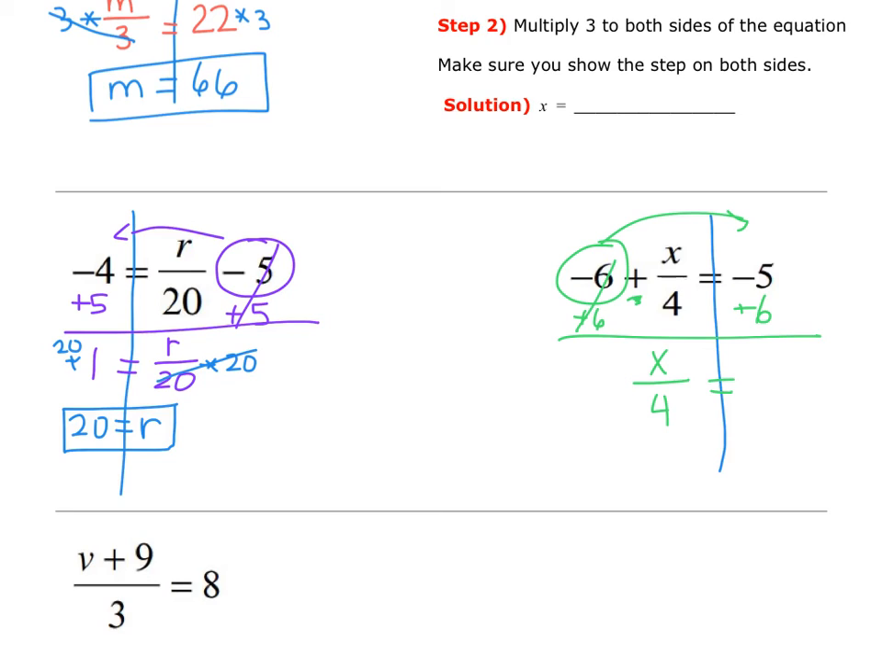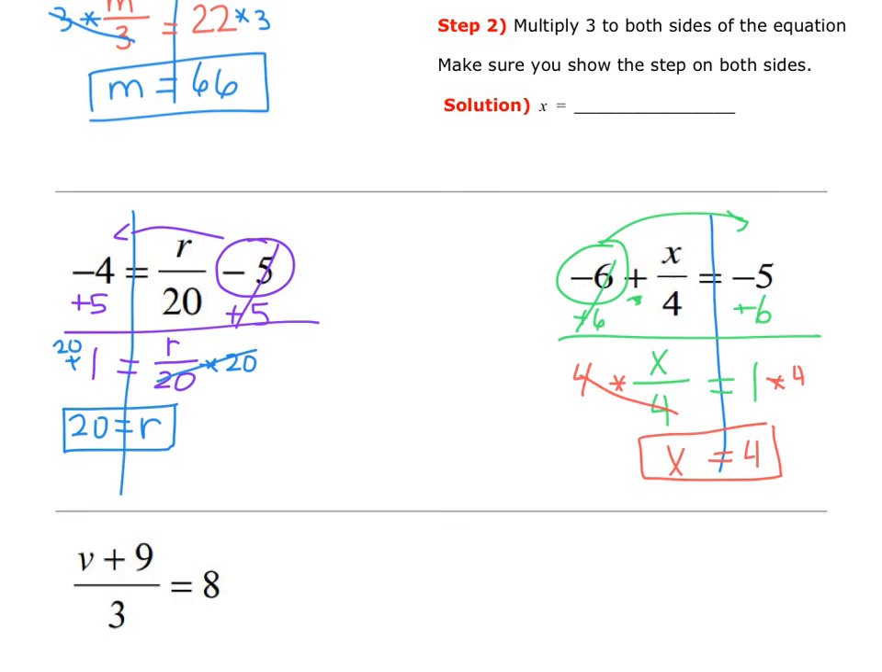Okay, -5 plus 6 is 1. Multiply both sides by 4 because x is being divided by 4. So times 4 and x will equal 4. Okay, now one last problem.